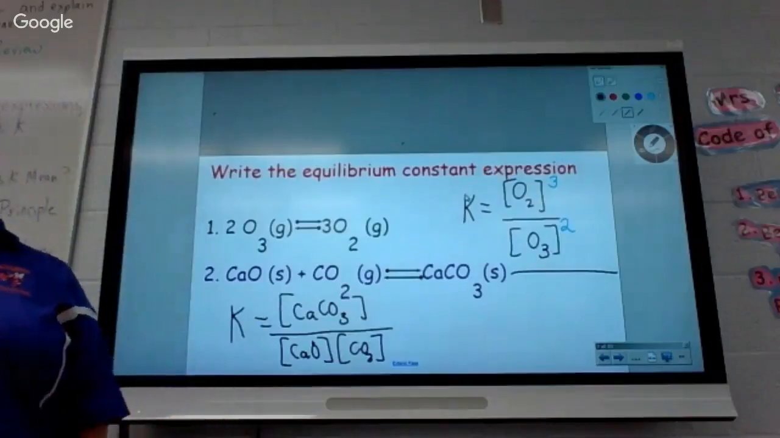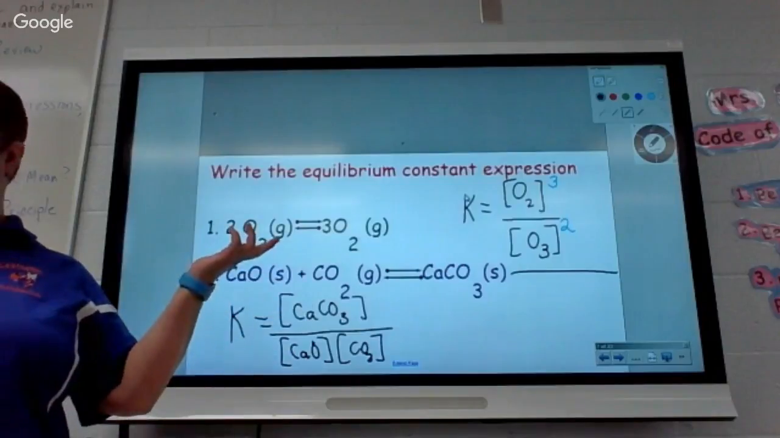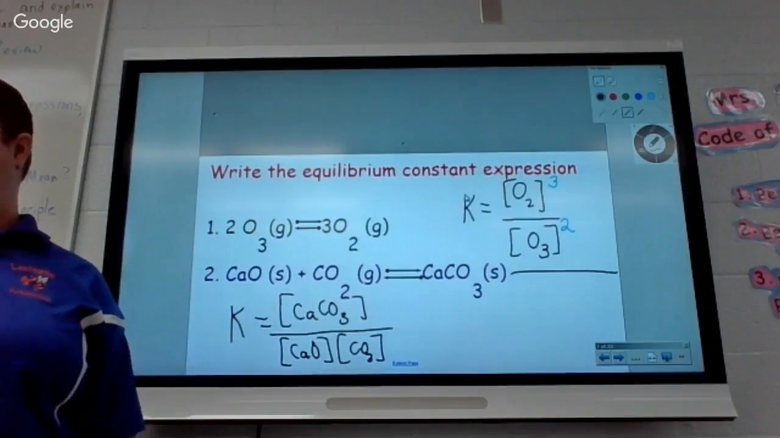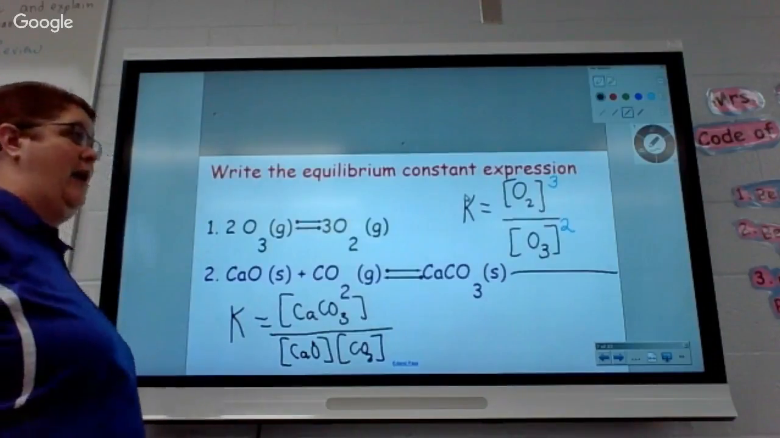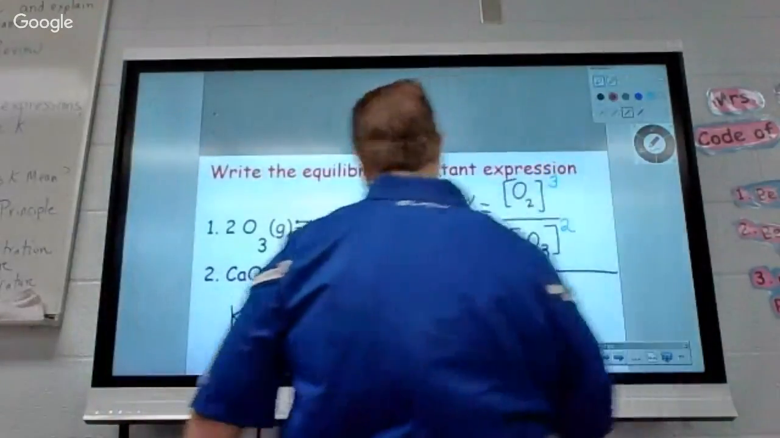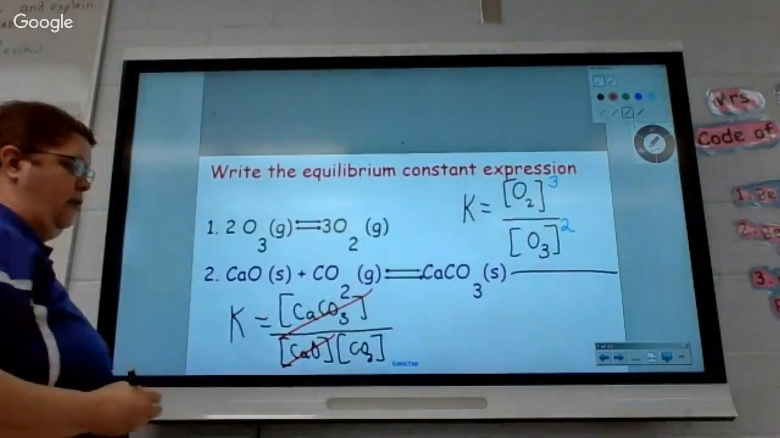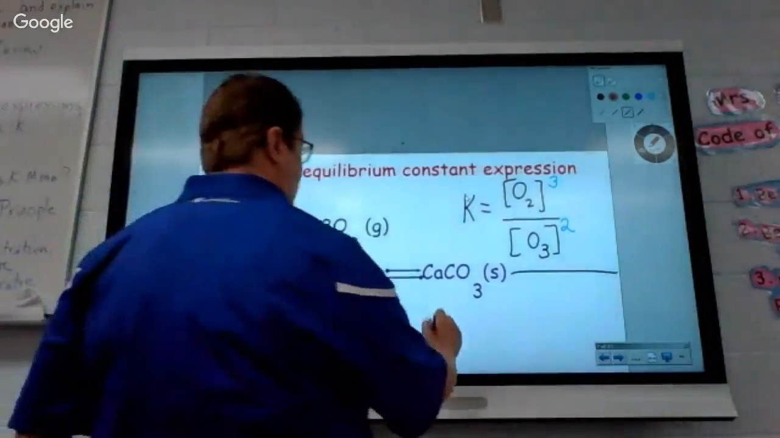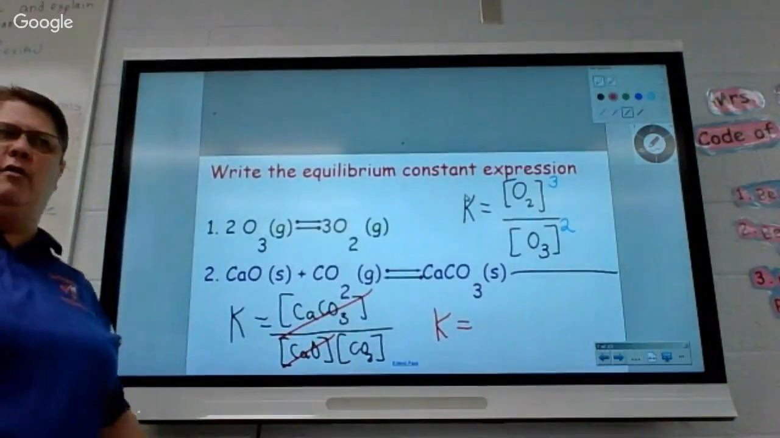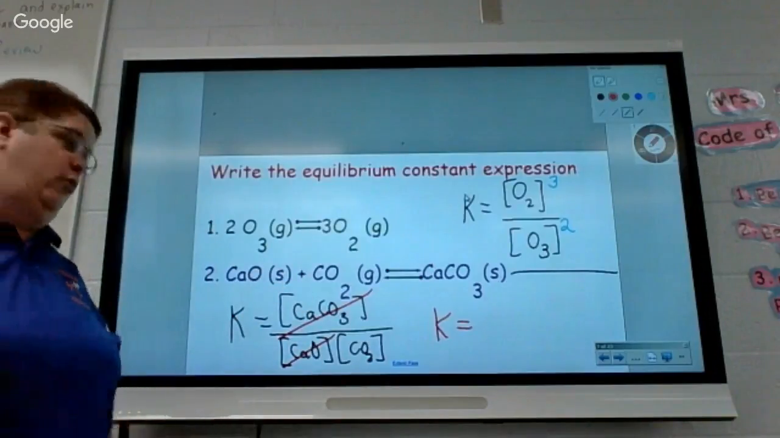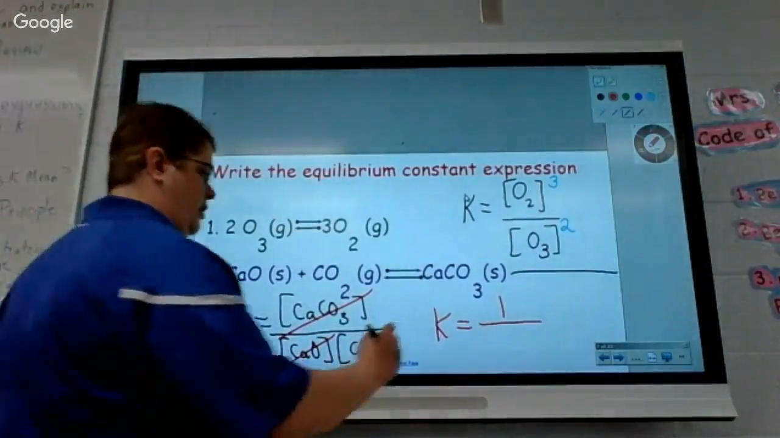Step 2. Do I have any coefficients I need to put in as my exponents? No. So this time I didn't have any exponents. Step 3. Do I have any solids or liquids I need to mark out? Who do I need to mark out? All right, CaO I heard. And, all right, so those are all gone. So K equals, my numerator you just crossed out. So what do I put in the numerator if you crossed everything out in the numerator? Put a 1 there. Over, what's still in my denominator? CO2.